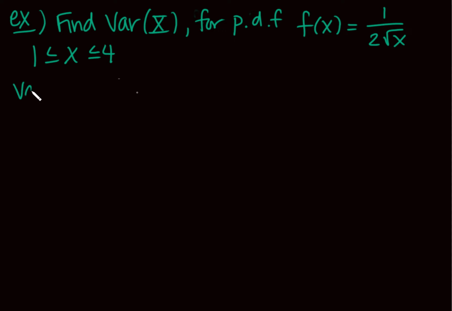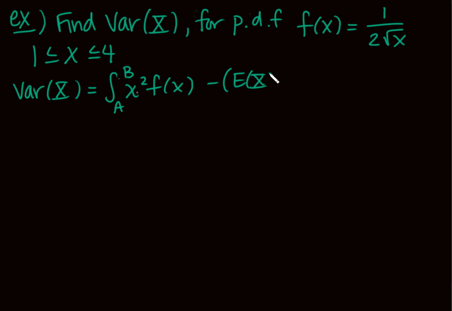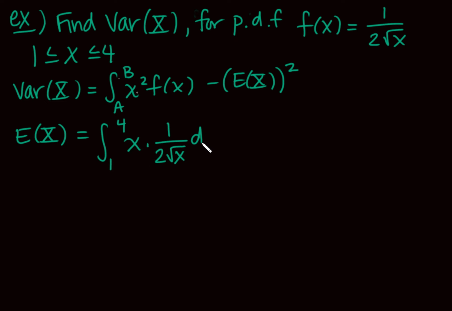So to find my variance, what do I need? Well, I need my expected value. So this is going to be from a to b, x squared times f of x minus my expected value squared. Well, to be able to calculate it, I need my expected value. So we have an extra step here to do. Expected value is going to be from 1 to 4, x times my PDF.